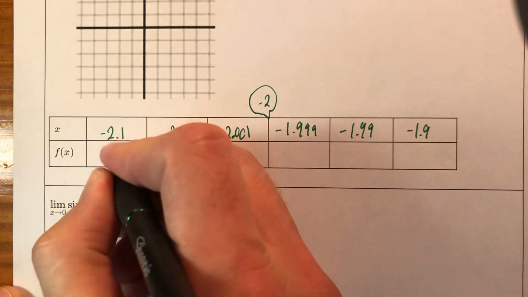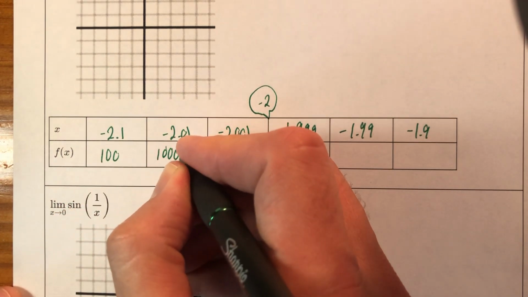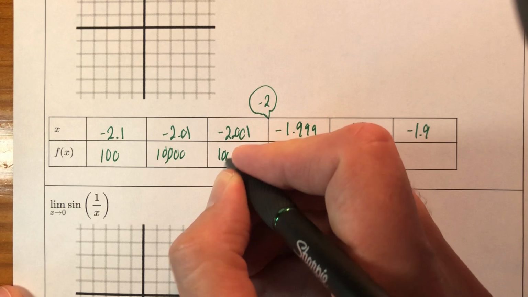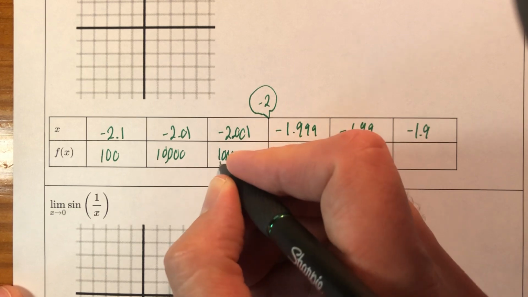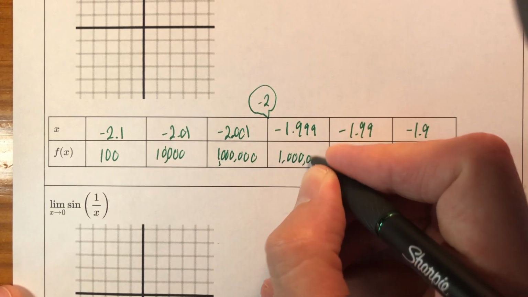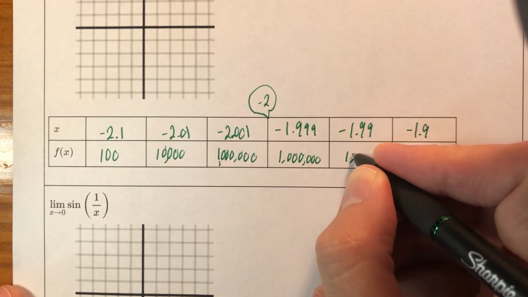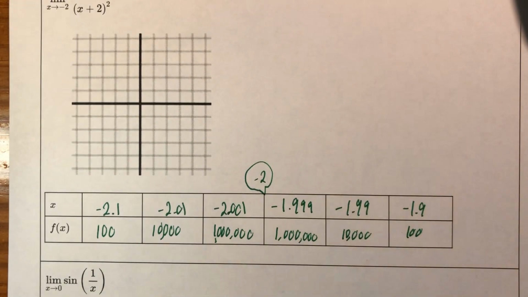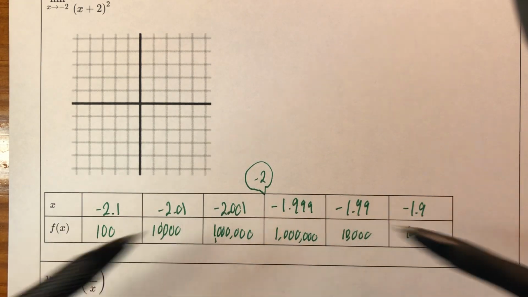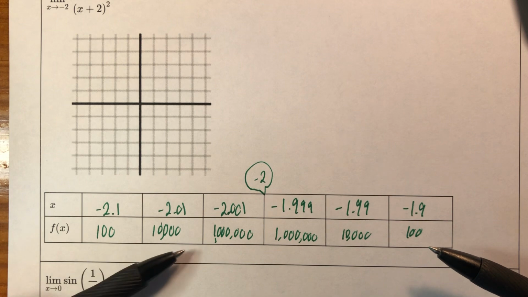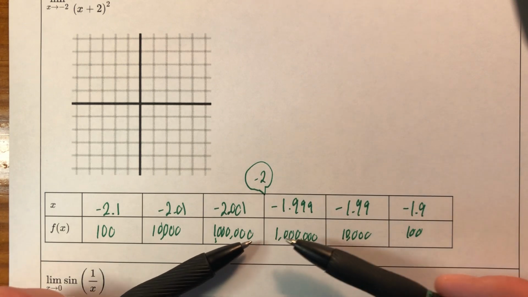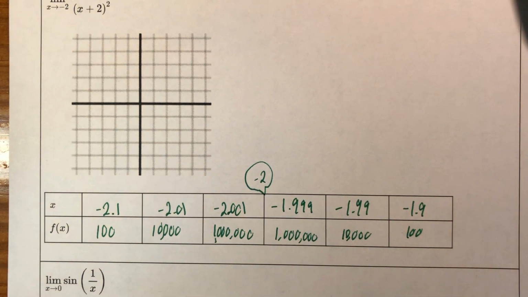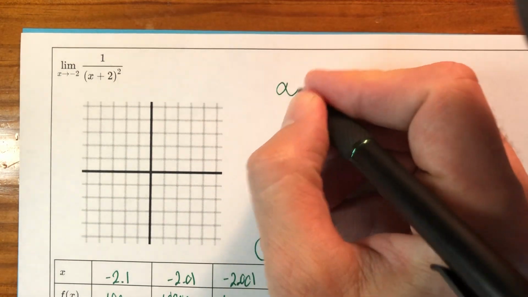So this is 110,000. This is 1 million. This is also a million. This is 10,000. And this is 100. And so we have a couple options here for what we could say this limit is. So let's follow along. As we are approaching an x value of negative 2, the y value is approaching, I could say, infinity on this side and infinity on this side. And that would be correct. So the answer to this one is infinity.